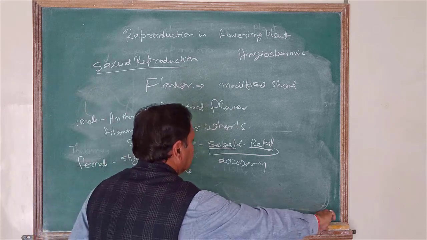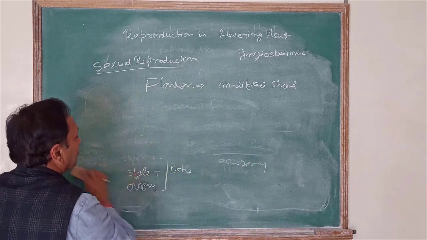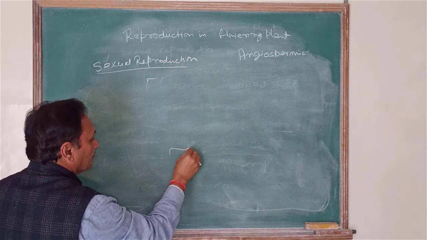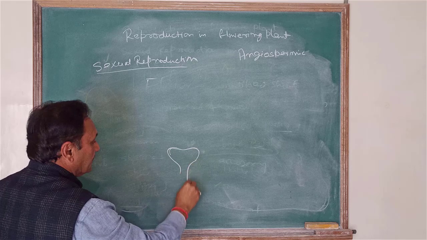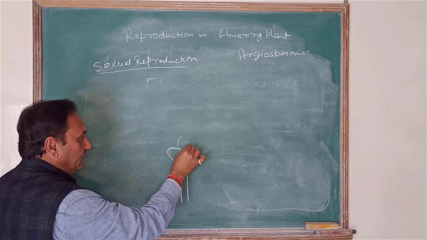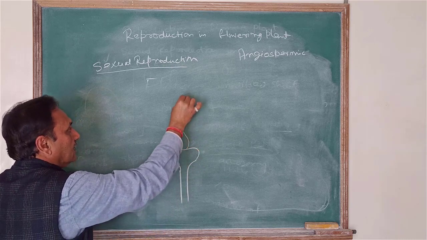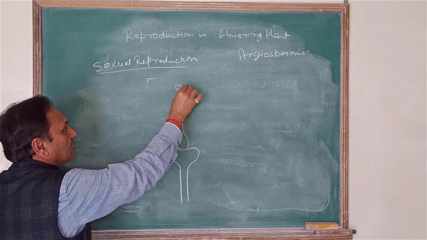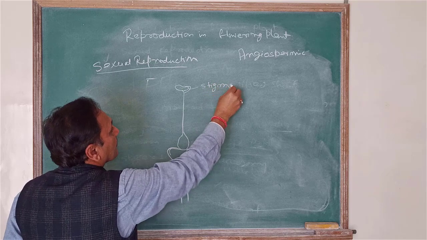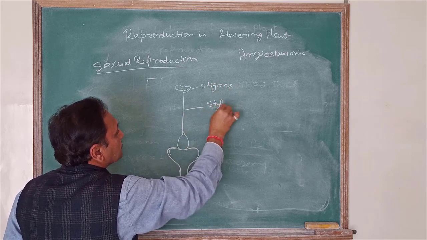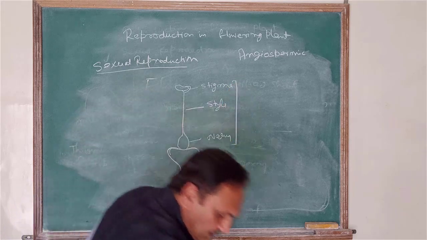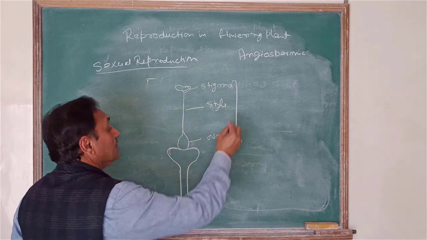All these whorls are attached on a separate part that is called thalamus. Here you will see that it is thalamus. At the center of thalamus there is an ovary, a swollen structure. This one is called stigma, this one is called style, and this one is called ovary, and all 3 are collectively called pistil.